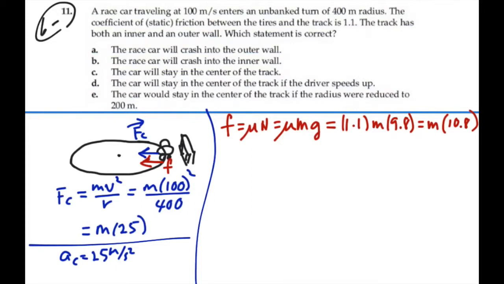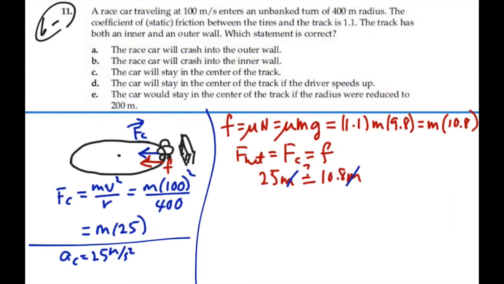In other words, we want our net force to be equal to the centripetal force, and that's all being supplied by the frictional force. So we have that 25m is equal to maybe the frictional force, which is 10.8m? Nope. The frictional force cannot supply the force needed to negotiate this turn. It does not have enough to do it.